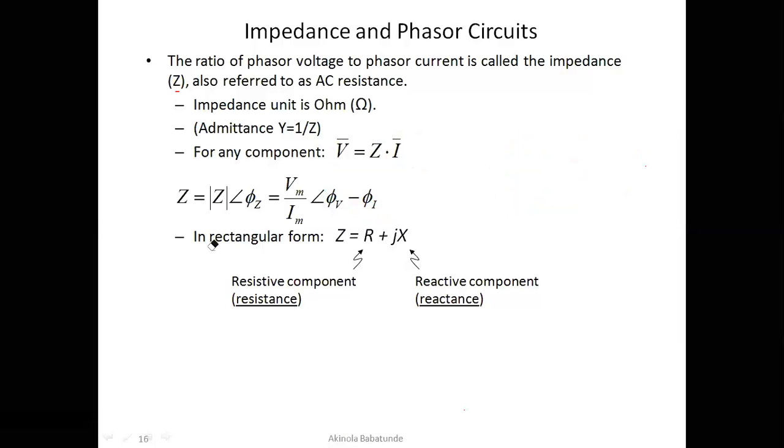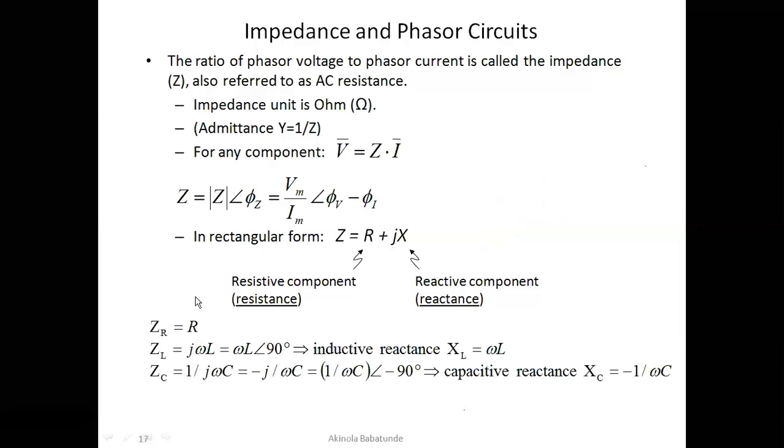So in the rectangular form, how do we write the impedance? Impedance Z will be equal to R plus jX, where R represents the resistive component, and X represents the reactive component. X could be XL, or X could also be XC. In any case, they call it the reactive component, while R represents the resistive component.